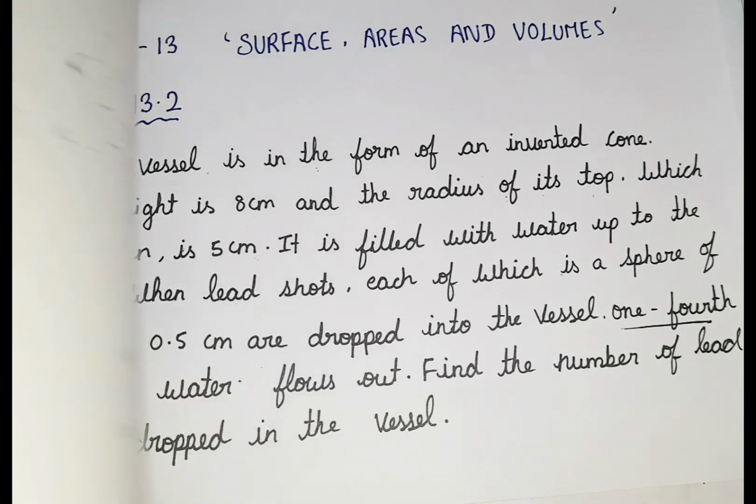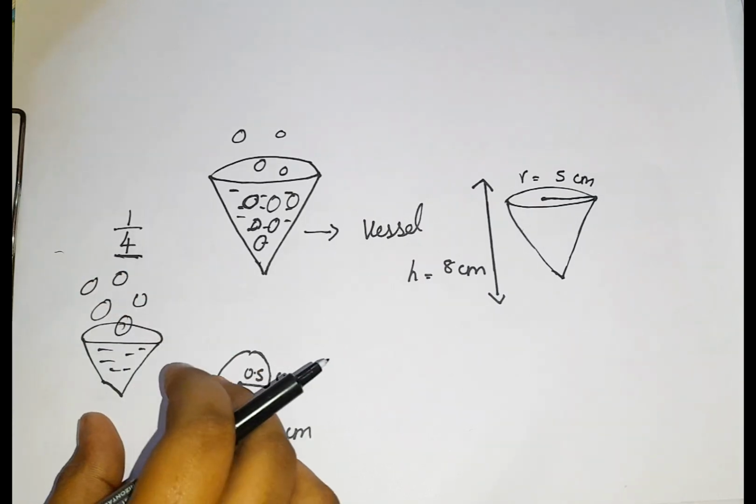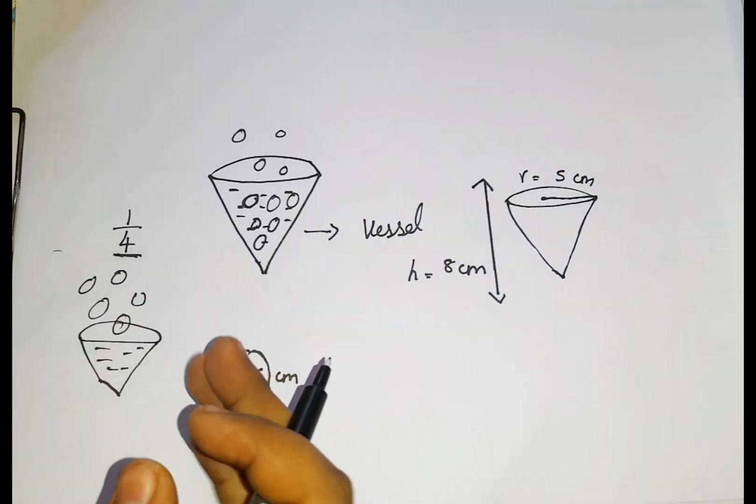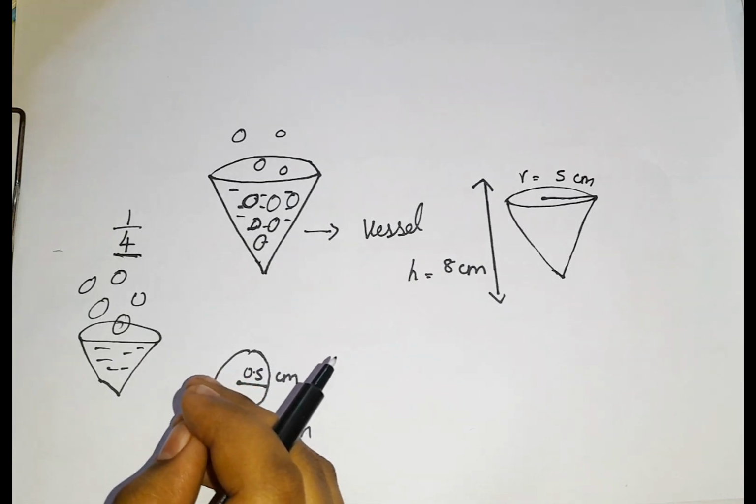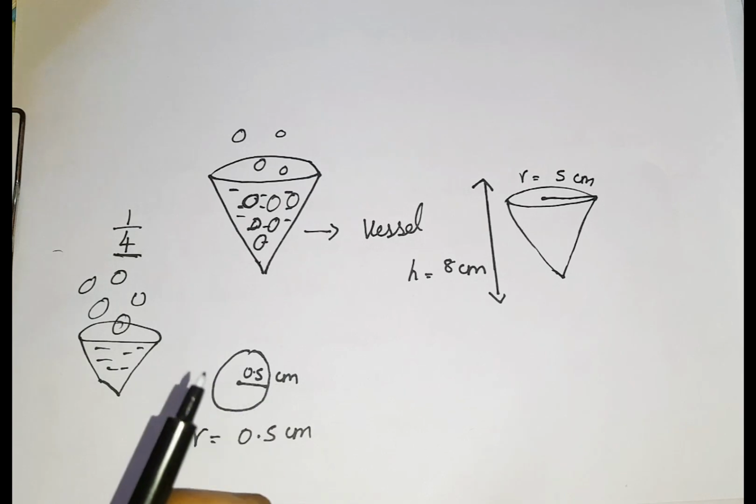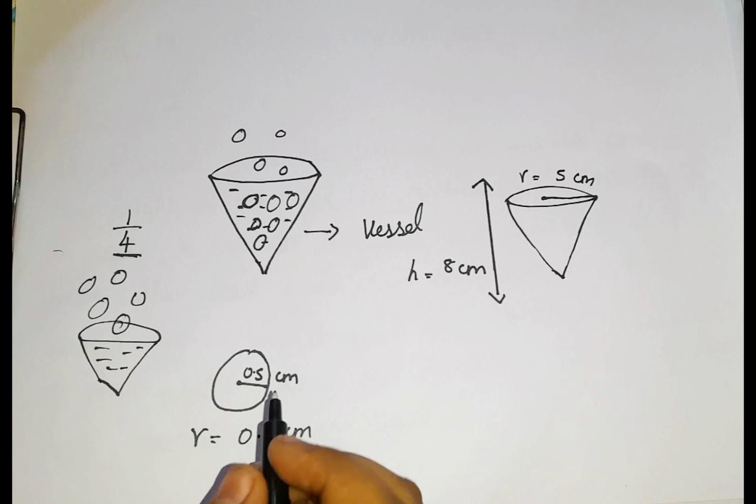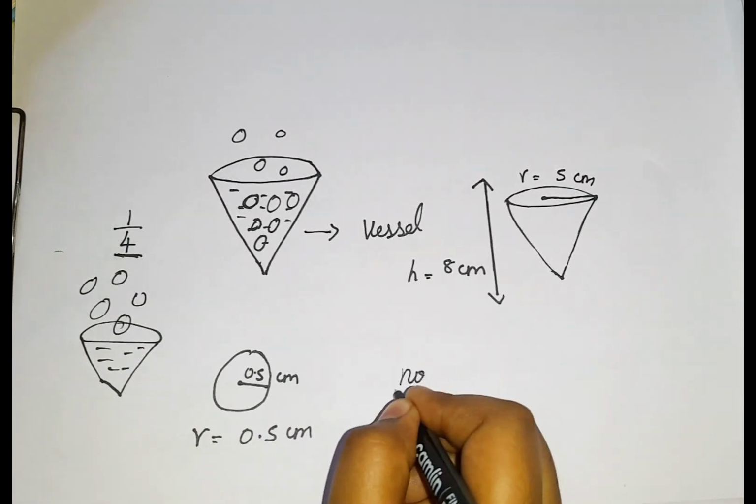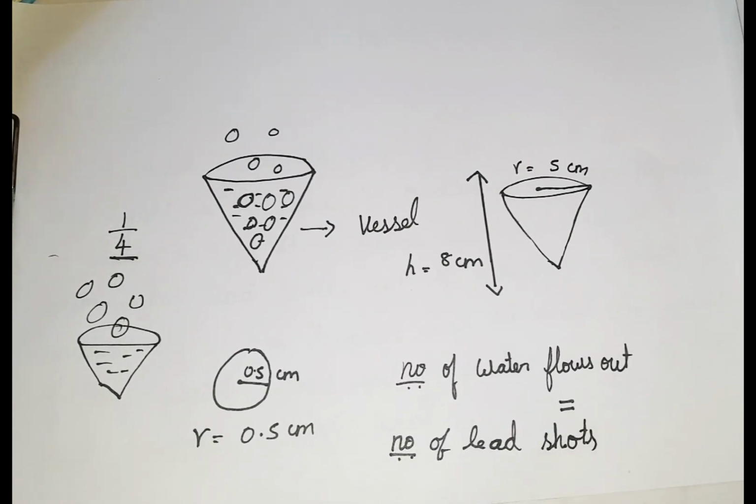Since you know that if I throw a lot of lead shots, a lot of water will flow out, and if I throw 1 or 2 lead shots, some amount of water might come out, am I right? So the amount of water that flows out is equal to the number of lead shots. If you don't understand, I'll write it. Okay guys, so this is what I was talking about: the water that flows out is equal to the number of lead shots. You might be wondering what it means. Don't worry guys.